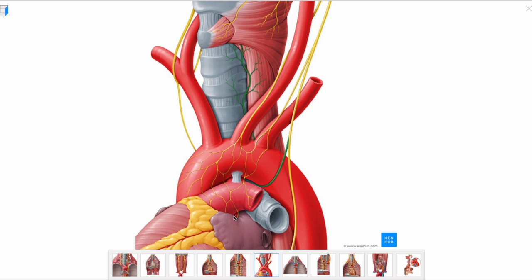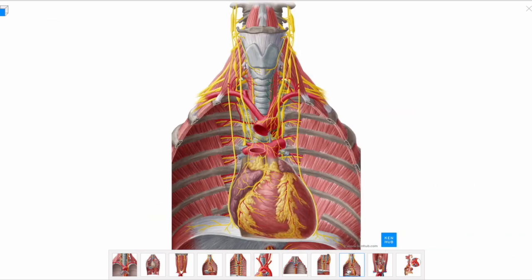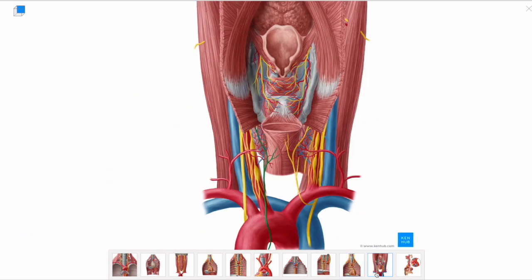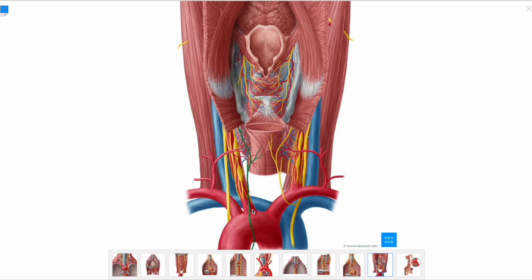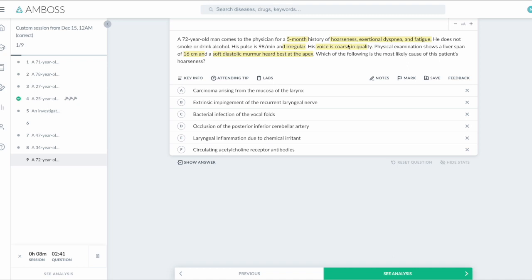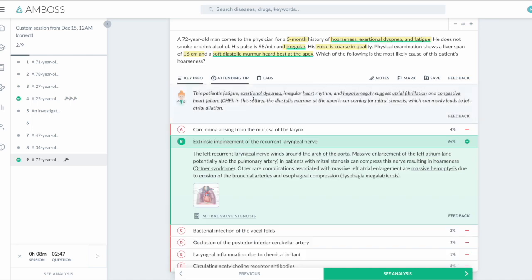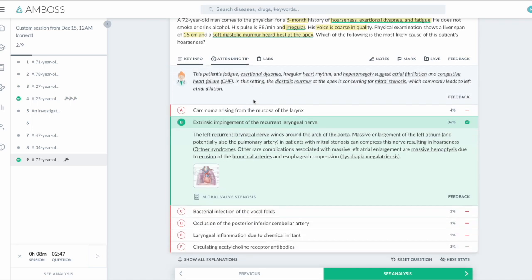And this is very near the left atrium. If you notice my mouse here, it's very near the left atrium, which means if the left atrium is enlarged, it can impinge on the recurrent laryngeal nerve, which supplies the larynx. And here you can see the nerve highlighted in green going to the laryngeal muscles. And so impingement on the nerve or its irritation can affect voice quality, right? Now, this is the correct answer, but I'm going to tell you guys why the other answers are incorrect.